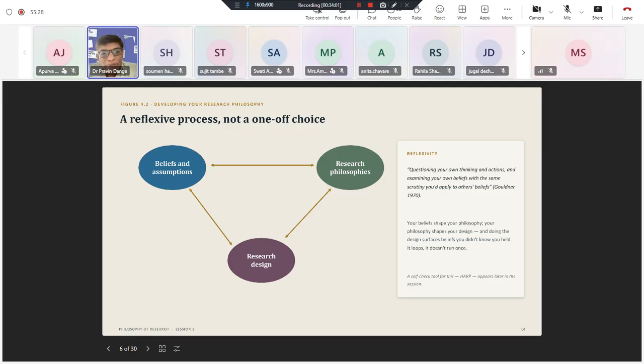But while going through the process, iteratively, some of your beliefs may change, may be challenged. You may change those beliefs, again having implications on research philosophy and consequently leading to changes in the research design too. Right? So it is not a one-time cross-sectional process and it doesn't freeze. It keeps on happening till you submit your thesis. Right?